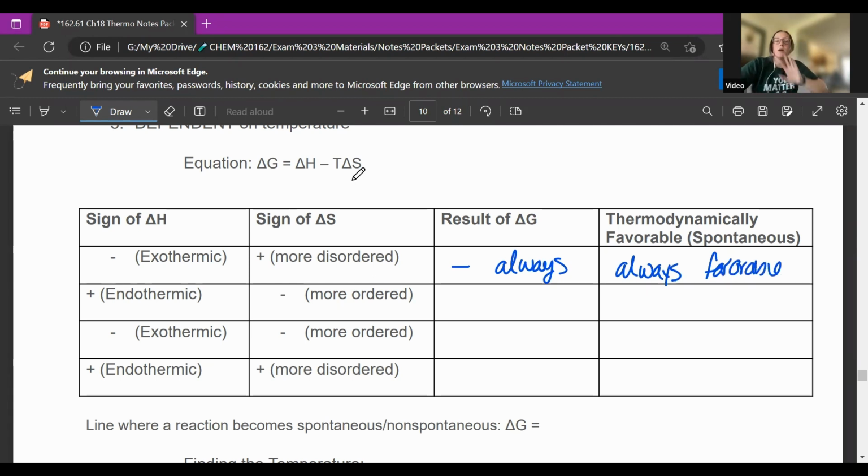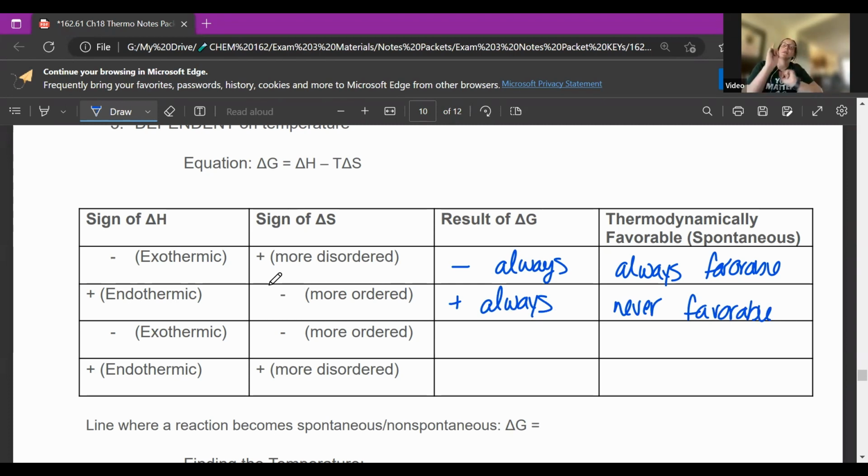Okay, now let's look at the flip side of that. If I have a positive delta H, or endothermic reaction, which is generally not favorable, with a negative delta S, again, generally not favorable, two non-favorables end up with something that is always not favored, or a positive delta G. Okay, so this is never favorable. So this reaction is not going to happen.